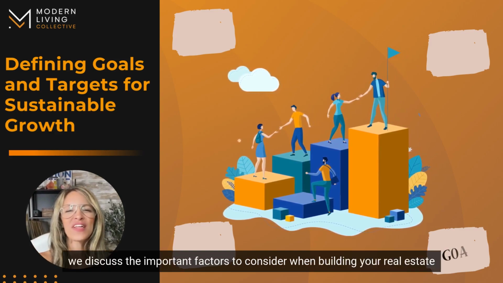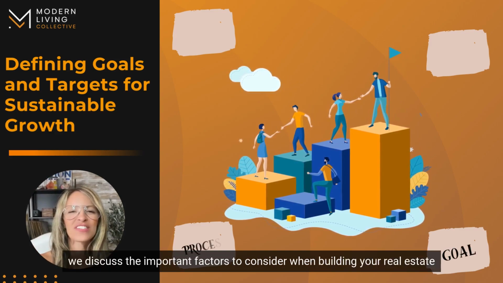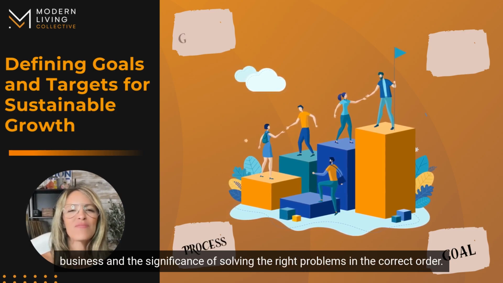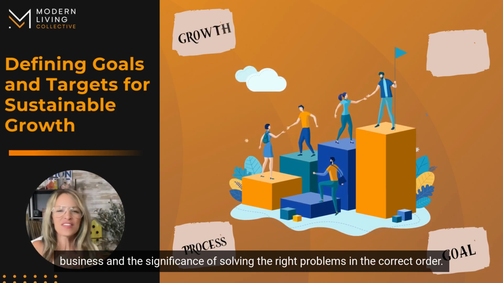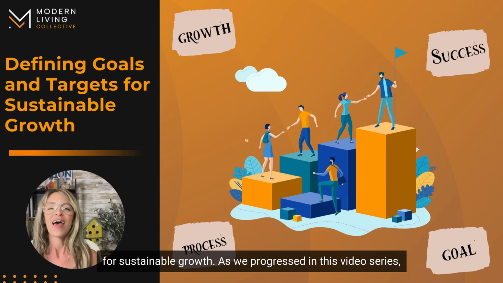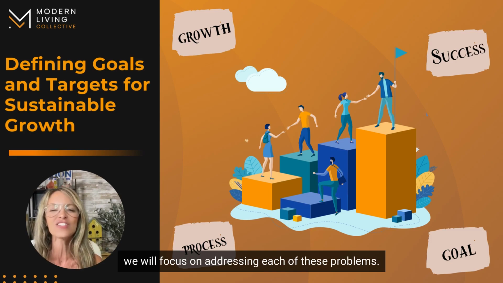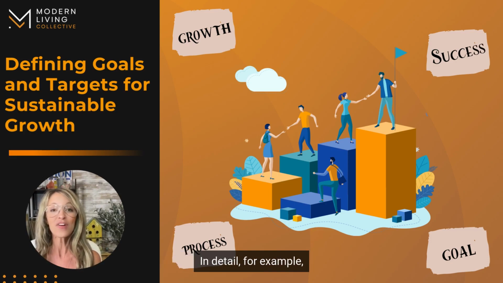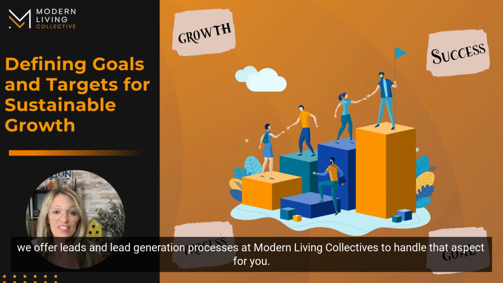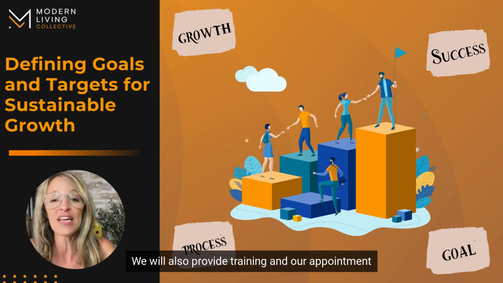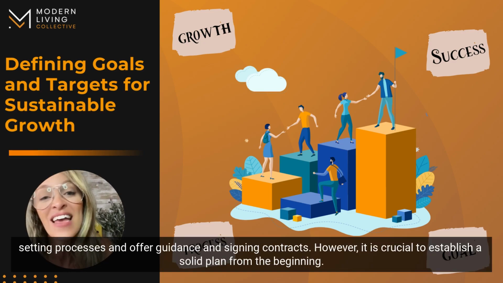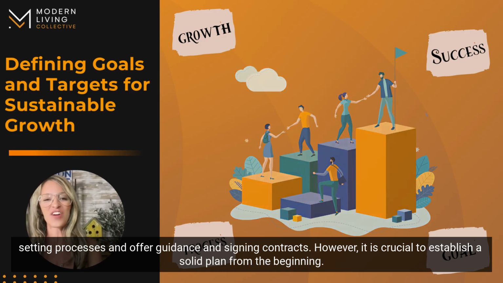Okay, in the previous video, we discussed the important factors to consider when building your real estate business and the significance of solving the right problems in the correct order for sustainable growth. As we progress in this video series, we will focus on addressing each of these problems in detail. For example, we offer leads and lead generation processes at Modern Living Collective to handle that aspect for you. We will also provide training on our appointment setting processes and offer guidance on signing contracts.